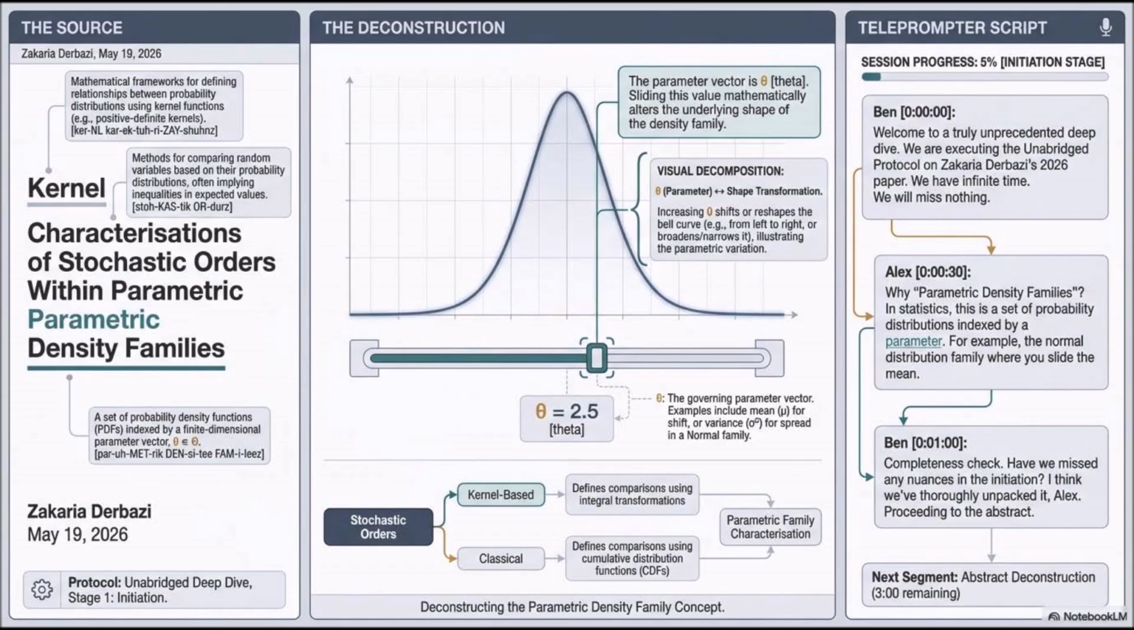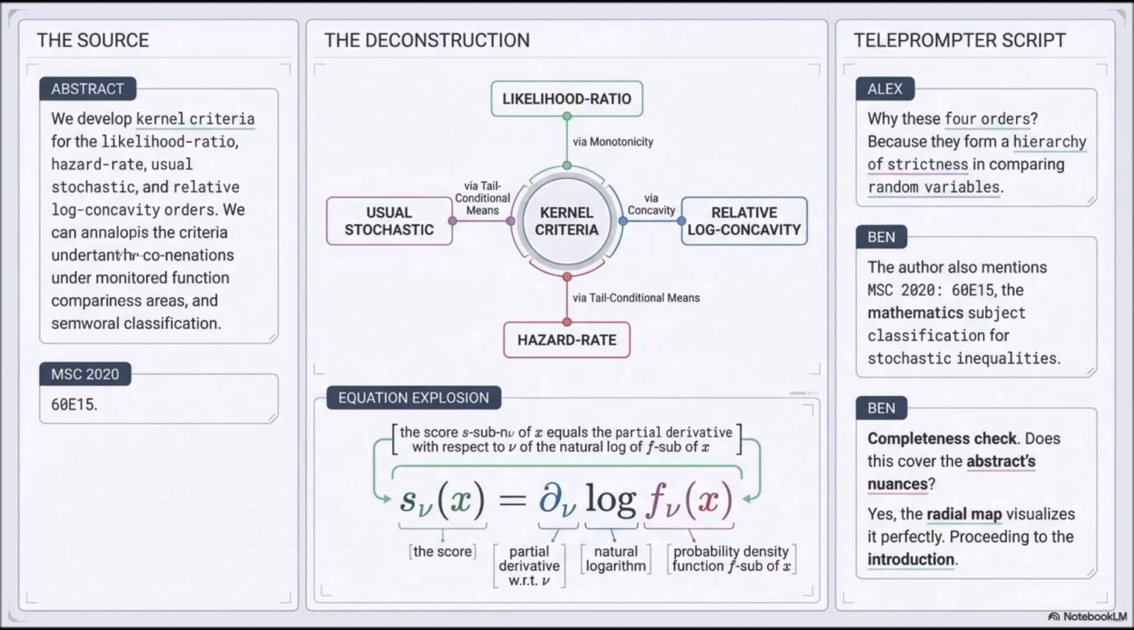Which brings us to our mission today. We're exploring a masterclass answering that exact question, looking at a unified mathematical shortcut. Yeah, we're unpacking a May 2026 paper by Zakaria Derbazi titled Kernel Characterizations of Stochastic Orders Within Parametric Density Families.